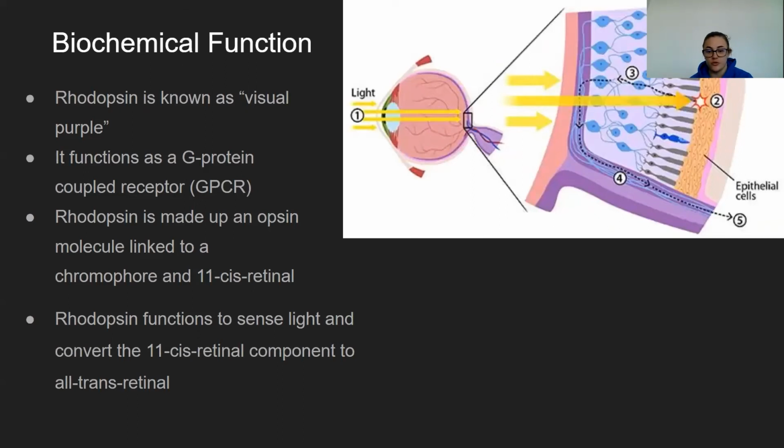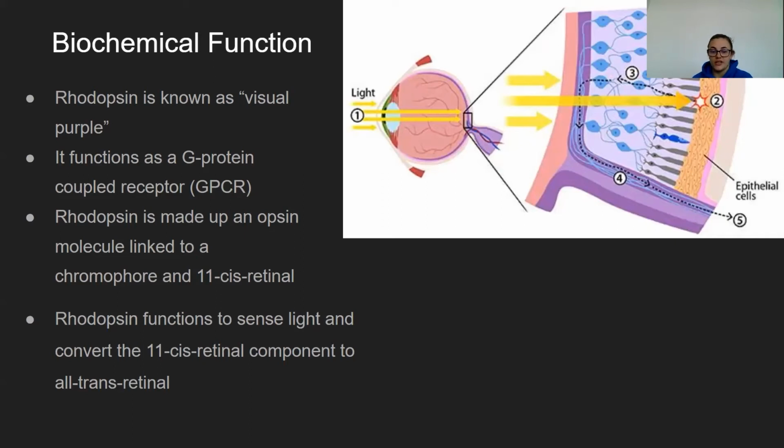Rhodopsin is also known as visual purple, and as I mentioned, it functions as a G-protein coupled receptor. Rhodopsin is found in the retinal photoreceptors of the eyes. Structurally, it is composed of a protein opsin, which is covalently bound to a small light-sensitive molecule called retinol, or 11-cis retinaldehyde. 11-cis retinaldehyde is a pigment molecule that is derived from vitamin A, and the protein overall is mainly expressed in the retina and is responsible for the rod's ability to see in low light.